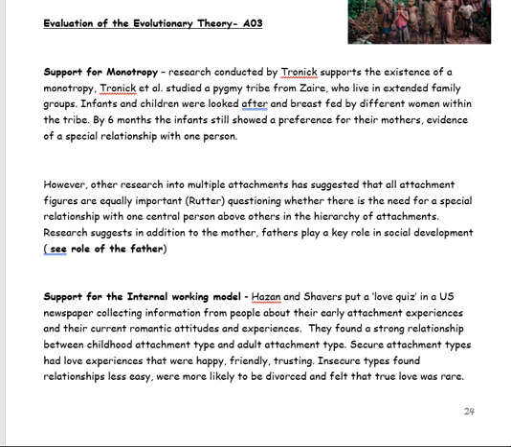The support for the internal working model, Hazan and Shaver's love quiz, we're going to be looking at for a full lesson when we look at early attachment styles and later romantic relationships. And basically what happened with this research was that people were given a love quiz to find out about what happened in their early life and how their current romantic relationships were and what they were like. And they basically found that the attachment types that were found early on mirrored in later life. So therefore what that suggests is that there is an internal working model that we take forwards into later life, and therefore supports that part of the theory.